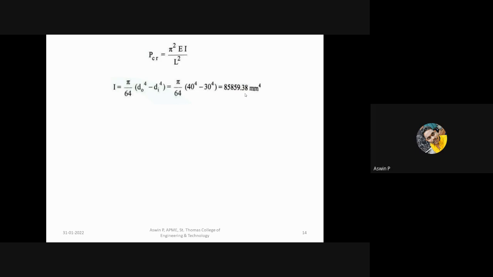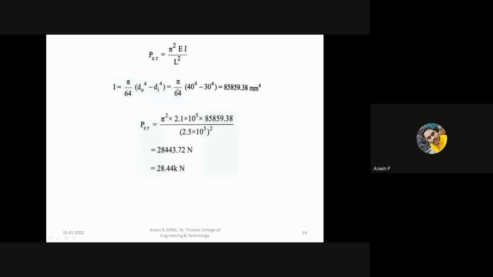Are you getting the answer? Yes, sir. Okay, hope everyone is getting the answer correctly. That is, the moment of inertia is determined as 85859.38 mm raised to 4. The unit is very important. Here diameter raised to 4 is the term, so definitely the unit of moment of inertia will also be mm raised to 4, since all other components are unitless.